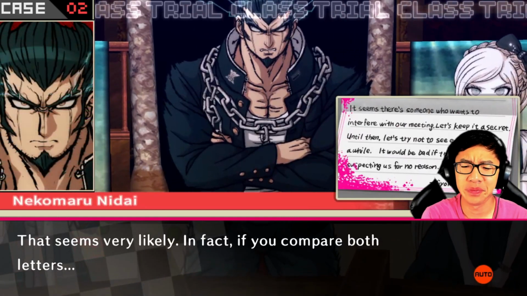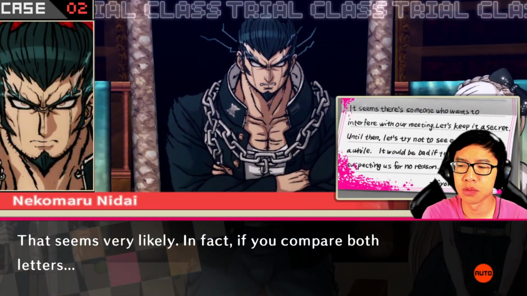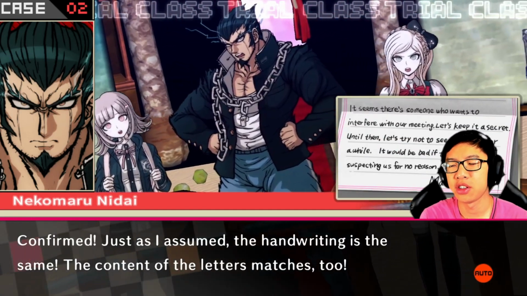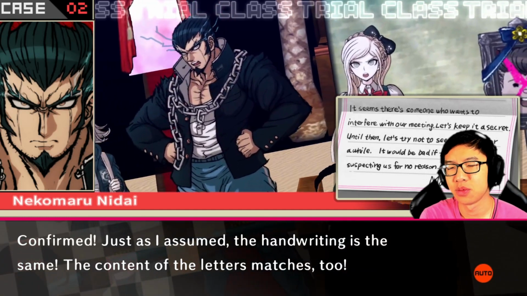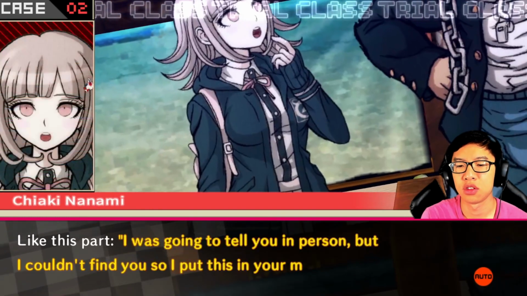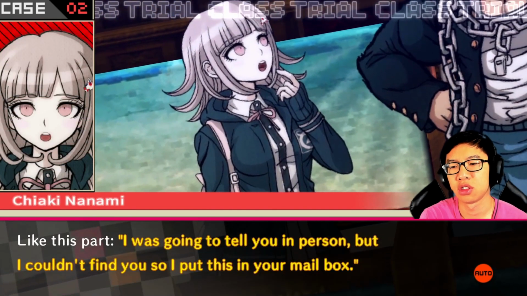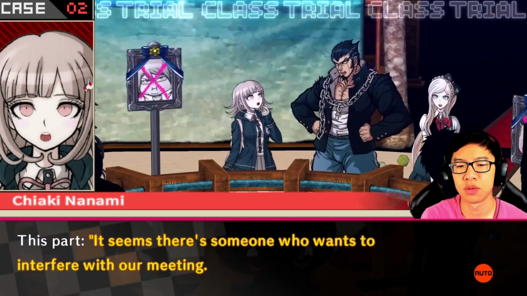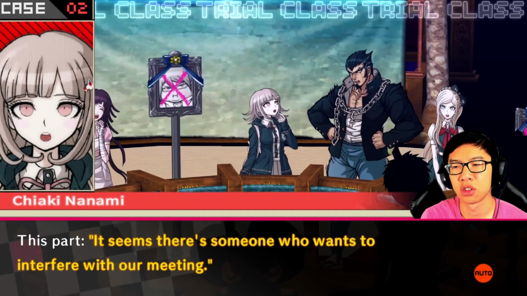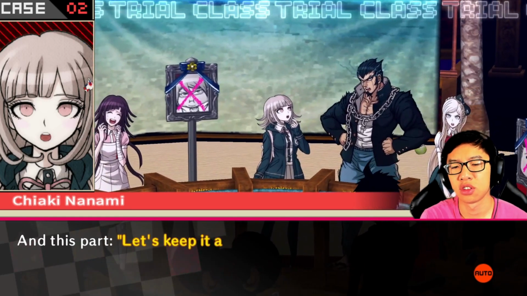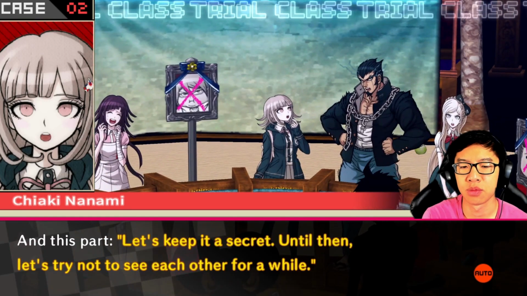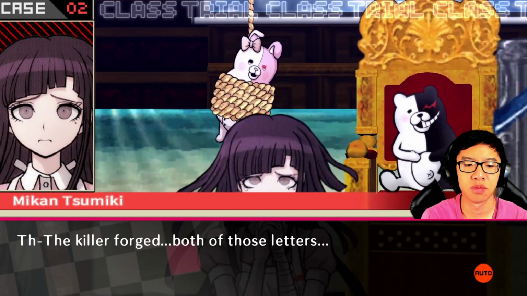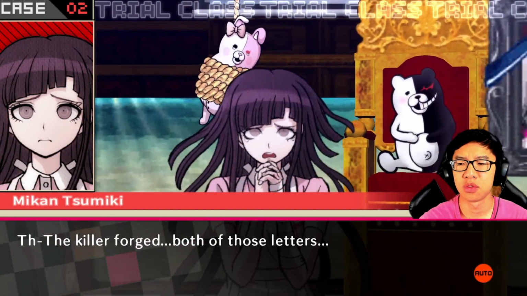That seems very likely. In fact, if you compare both letters, confirmed! Just as I assumed. Yeah, the handwriting is the same. The content of the letters matches too. Like this part. I was going to tell you in person, but I couldn't find you, so I put this in your mailbox. This part. It seems there's someone who wants to interfere with our meeting. And this part. Let's keep it a secret. Until then, let's try not to see each other for a while. The killer forged both of those letters.